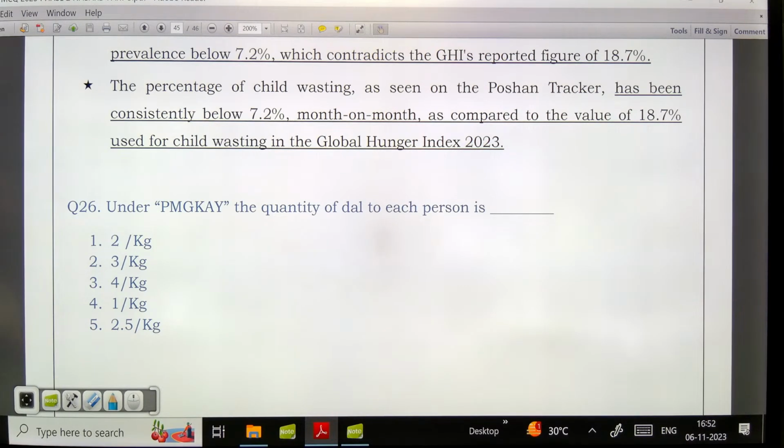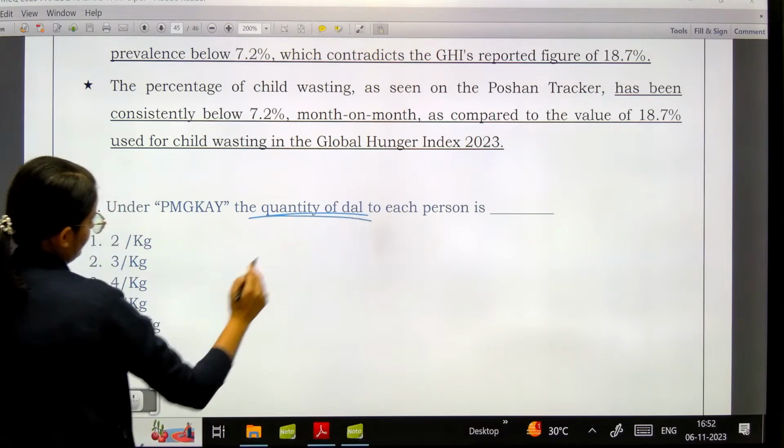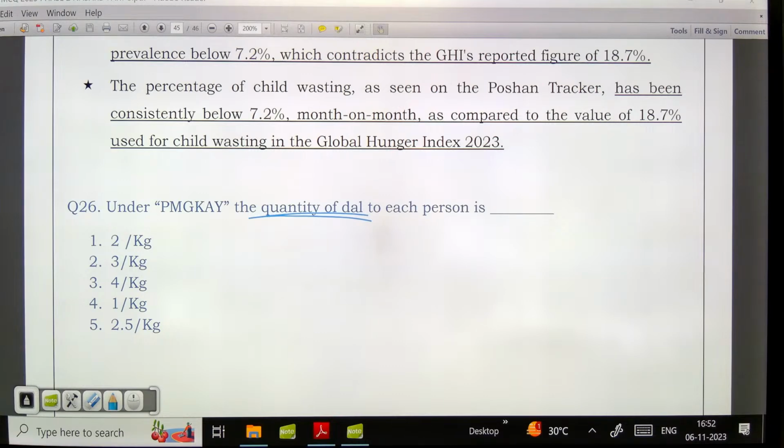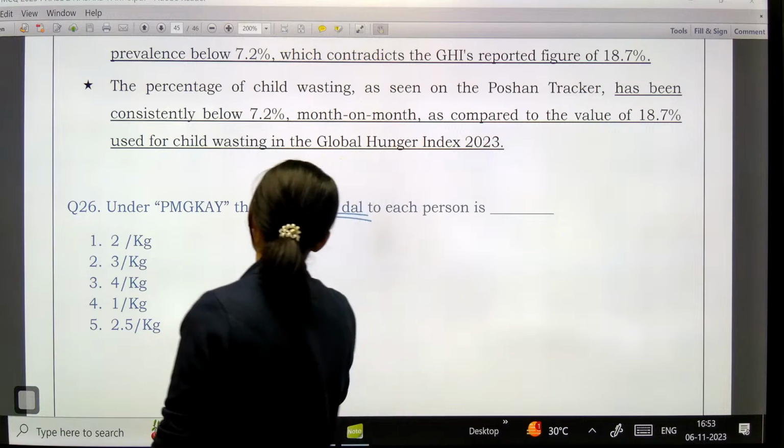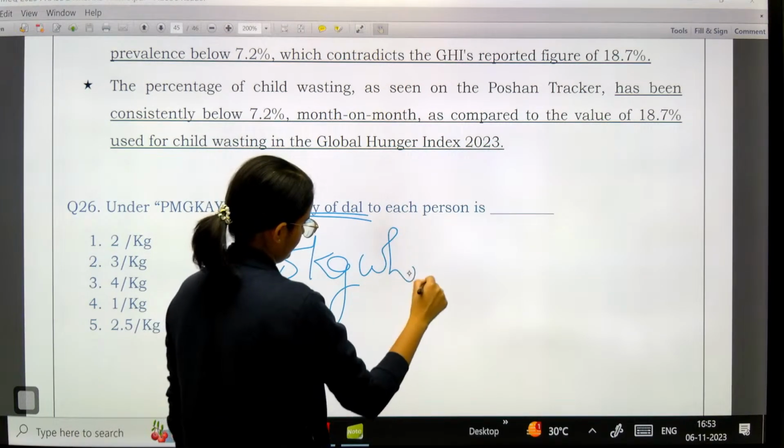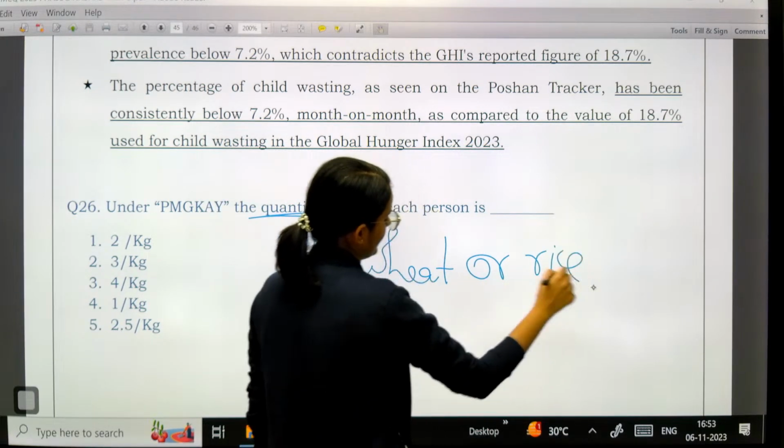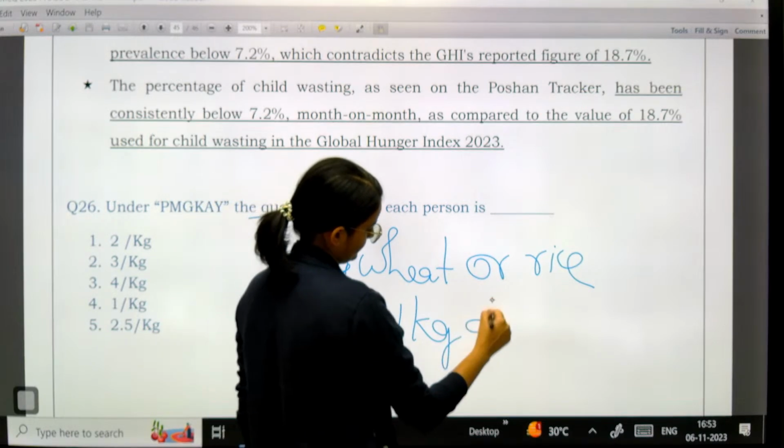Now the last question. Under Pradhan Mantri Garib Kalyan Anna Yojana, I am asking about the quantity of dal for each person. Is it 2 kg, 3 kg, 4 kg, 1 kg or 2.5 kg? Yes, it is 1 kg, okay. 5 kg of wheat or rice and 1 kg of dal, okay, is provided.